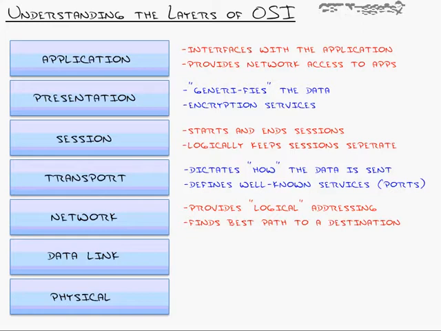This layer also finds the best path to a destination. So when you go to www.cisco.com, the computer has to go around the world through the internet to probably San Jose, which is where a lot of Cisco hosting happens, San Jose, California. And from wherever you're located in the world, all of the routers in between have to find the best path to get there. That's a function of the network layer.